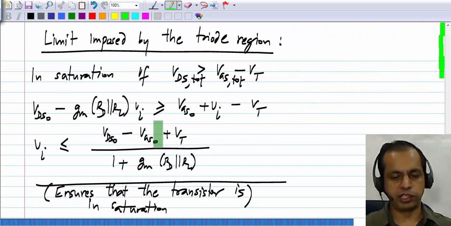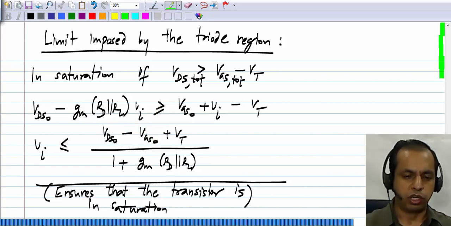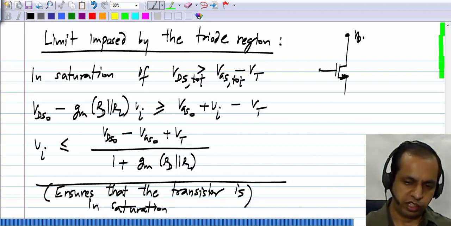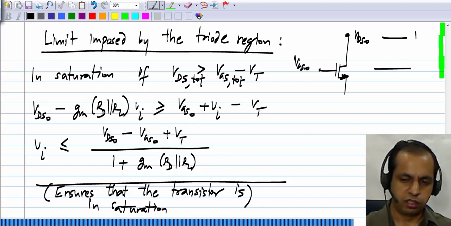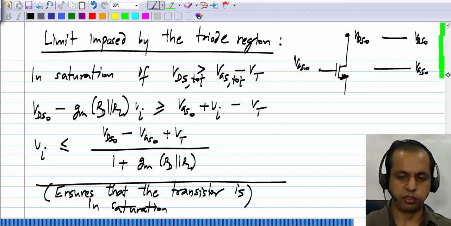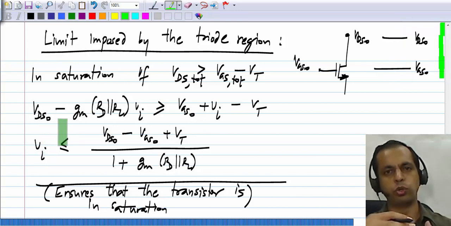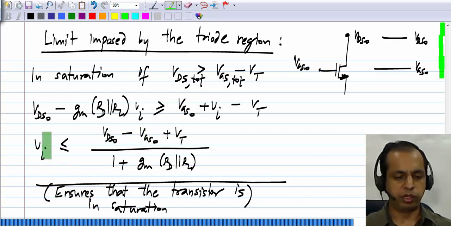Now why does this limit make sense? First of all, what is this VDS0 minus VGS0? It is the separation between drain and gate in quiescent condition, that is at the operating point. At the operating point, this is at VDS0 and this is at VGS0. So let's say VDS0 is over there, I indicate these levels, and VGS0 is over there. So the larger the separation you start with, the larger the limit will be for Vi, because then there is a lot more room to go, right? The gate voltage has to increase and drain voltage has to reduce until it enters triode region. So if you start with a big separation between drain and gate, the limit will be larger.